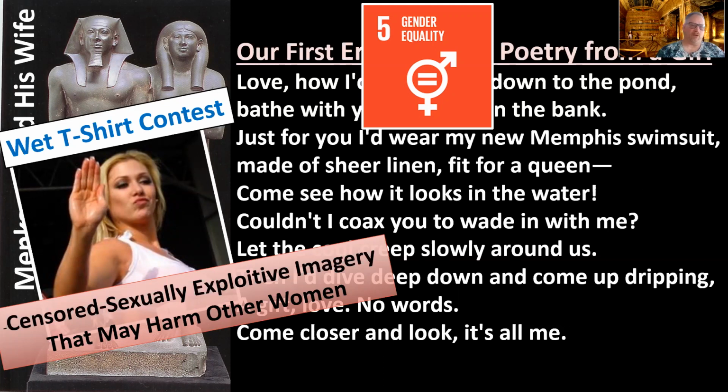And in this particular one, of course, you would see the nipple in a wet t-shirt contest and all the breast. So it's censored for sexually exploited imagery that may harm other women. We want to have gender equality as much as we can here, rather than objectify a woman. But she's objectifying not necessarily herself, but the idea of showing love to her husband in this particular artwork, which, remember, would have been in his grave for all eternity, for him to look over and look at her beauty and continually fall in love with her.